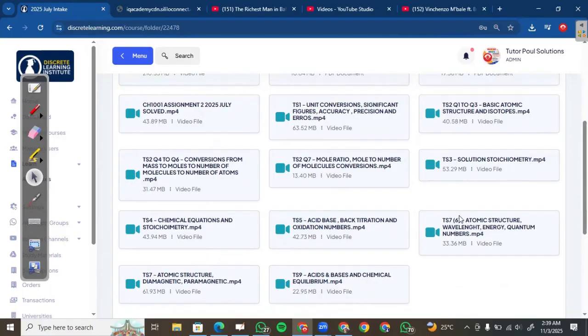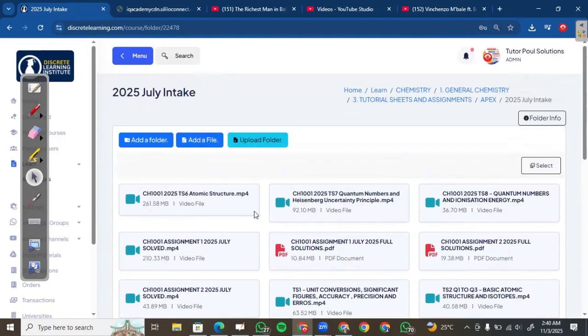This is supposed to be 6, but on the tutorial sheet they wrote 7, and then this one is tutorial sheet 7. And then from there we move to tutorial sheet 9. We had no tutorial sheet 8. Once I'm done making this video, I'm going to upload tutorial sheet 10 on chemical kinetics. It's going to be there. So you can actually learn at your own time, at your own pace using our platform.